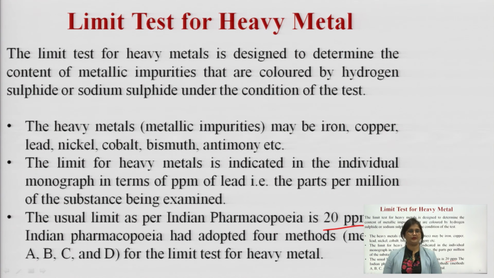The Indian Pharmacopoeia has adopted 4 methods. Okay, our Indian Pharmacopoeia has adopted 4 methods named A, B, C and D for the limit test of heavy metals.